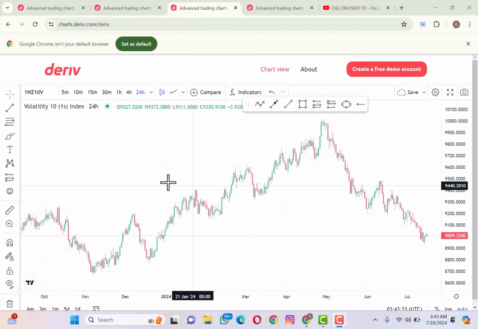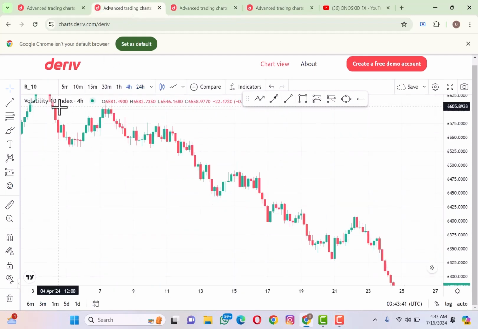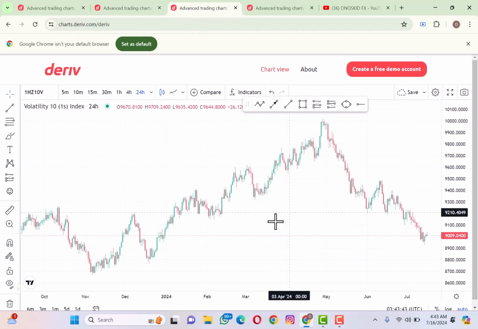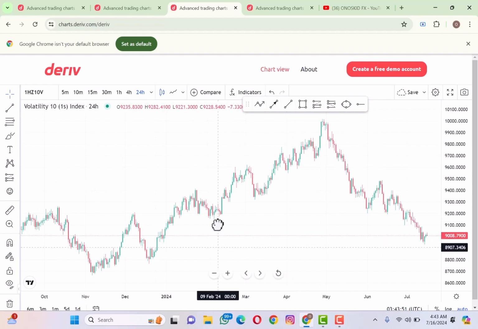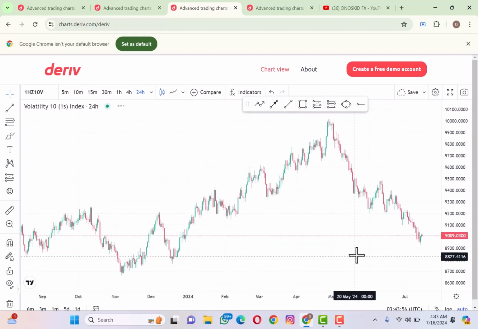So I'll move down to the next one, which is what? V10 1X. So guys, this is the chart of Volatility 10 Index 1X. The first one we talked about is what? Volatility 10 Index, and the second one we are looking at is what? Volatility 10 Index 1X. So you have to pay attention to the name. They might sound very similar, but they are not the same.